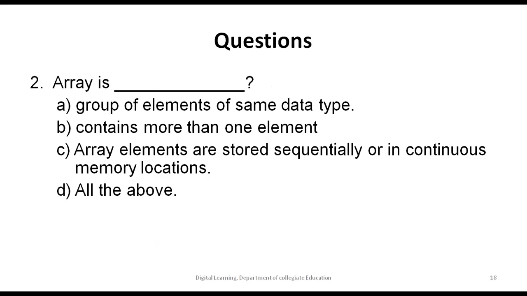Array is a group of elements of the same data type, contains more than one element. Array elements are stored sequentially or in continuous memory locations. And the fourth option is all the above. Now the right answer is option D, all the above.